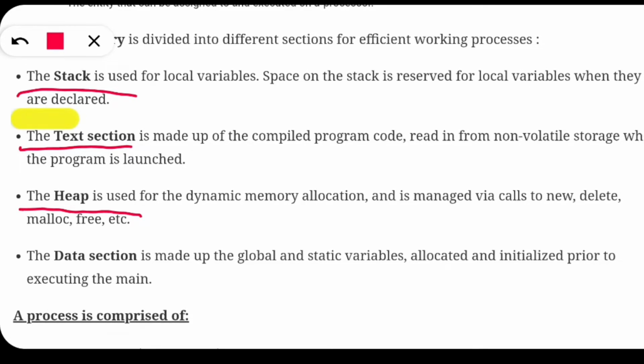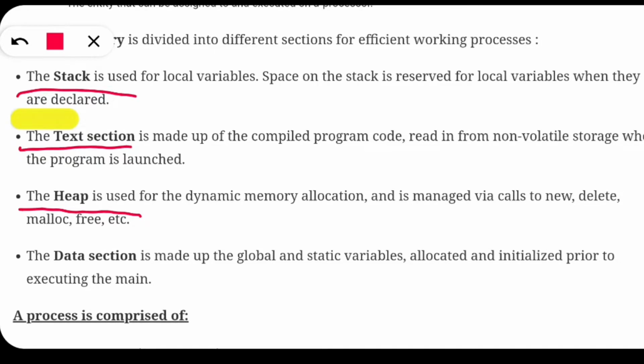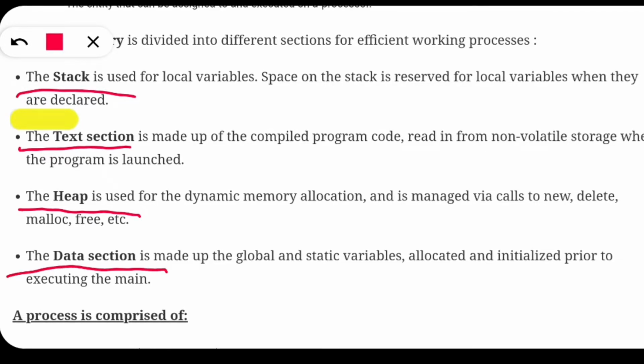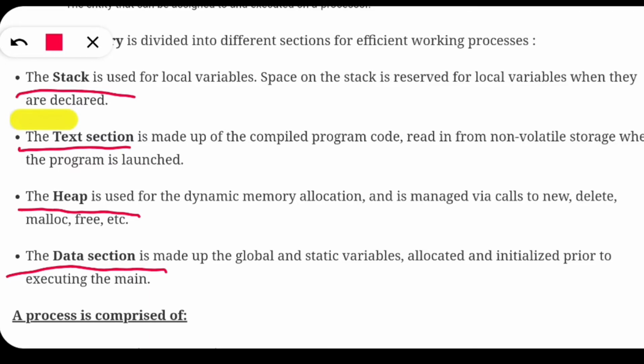The heap is used for dynamic memory allocation in programs. It manages new, delete, malloc, free, etc., the functions for process creation and process freeing. The data section is made up of global and static variables, allocated and initialized prior to executing main.